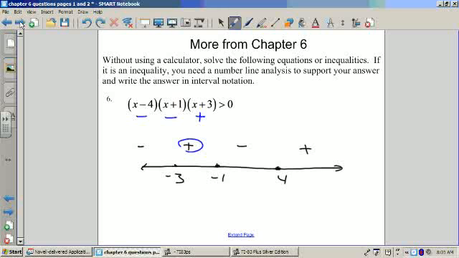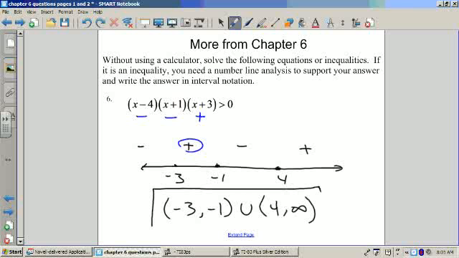So my number line certainly appears to be right. Now, how's that going to help me? Where's the interval where this graph would be greater than 0? And the answer, in interval notation, is from -3 to -1, and then it picks back up from 4 to infinity.